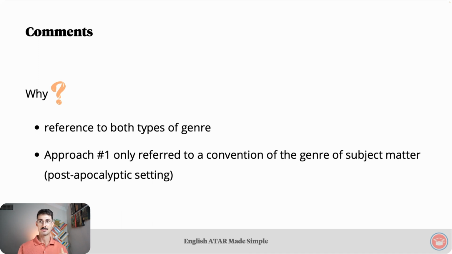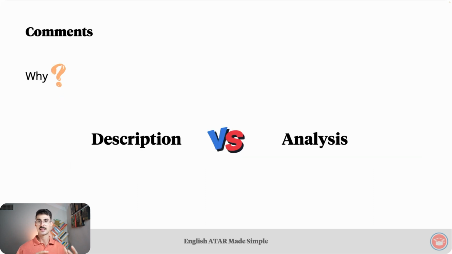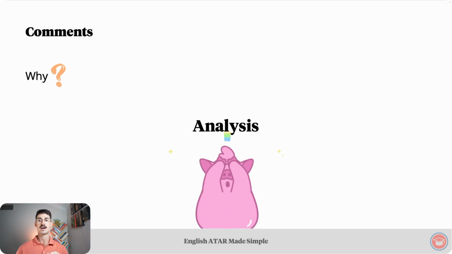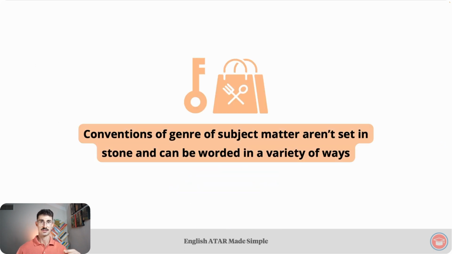Approach number two is better because it discusses how this particular convention of the dystopian genre is depicted in the film through the use of conventions of film, visual language features. Another way to think about the difference between approach number one and approach number two is that the former just describes how a post-apocalyptic setting exists in the Matrix, whereas the latter analyzes how a post-apocalyptic setting exists in the Matrix by referring to the language features that are used to create that setting. Analyzing always trumps describing.